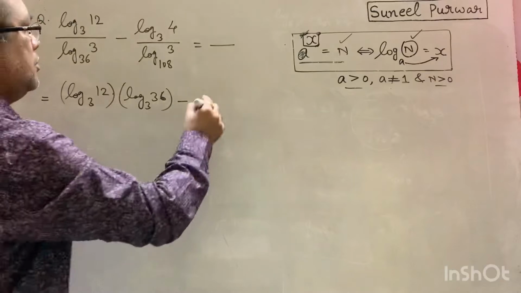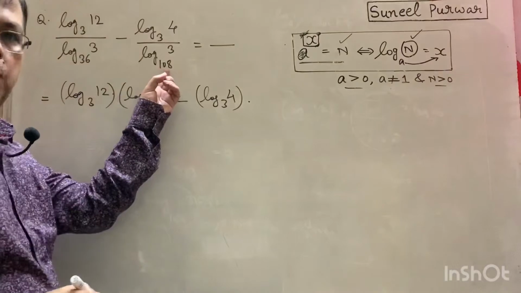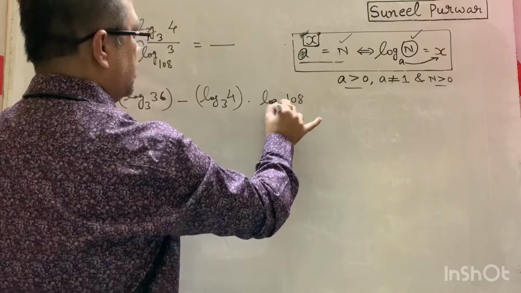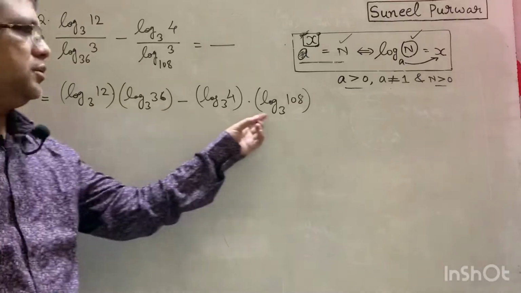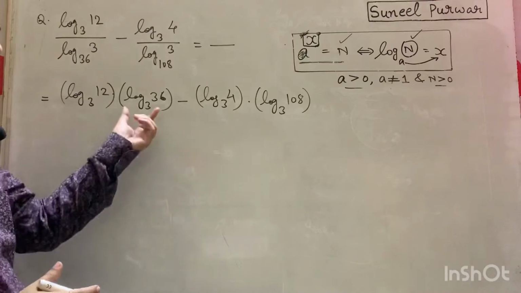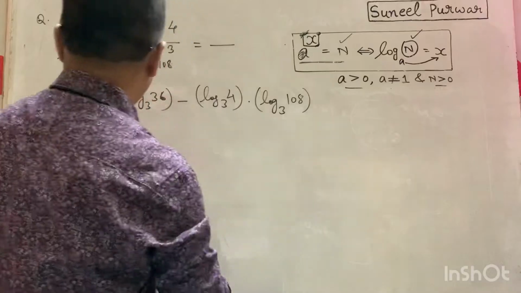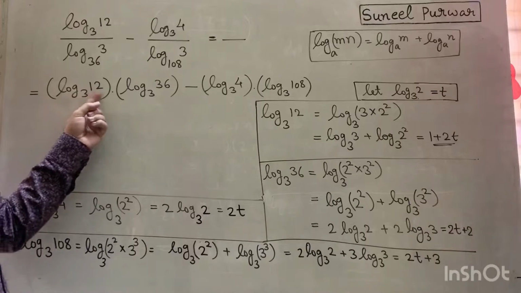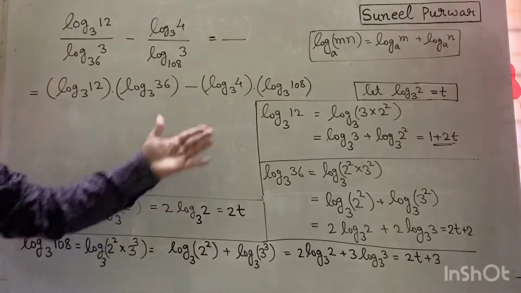So it becomes log of 4 base 3 into log of 108 to the base 3. Now you see all the logarithms are at base 3. Now we will give a treatment to all the logarithms the way I am illustrating here. So log of 12 base 3, simplify this using the logarithm properties. One by one we will simplify all these brackets, as I am going to show you.